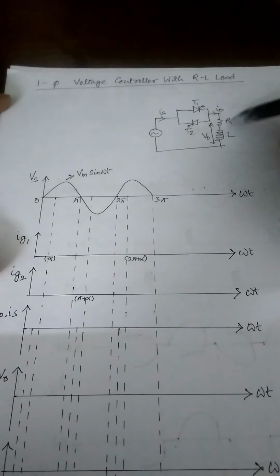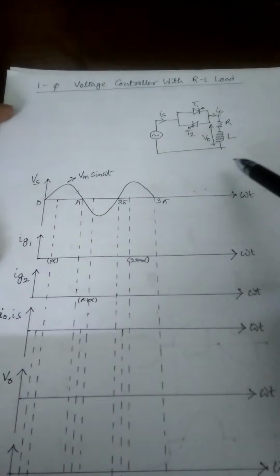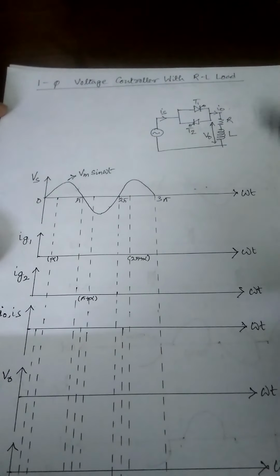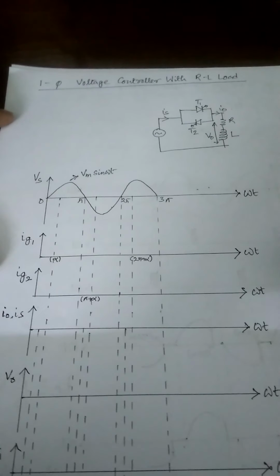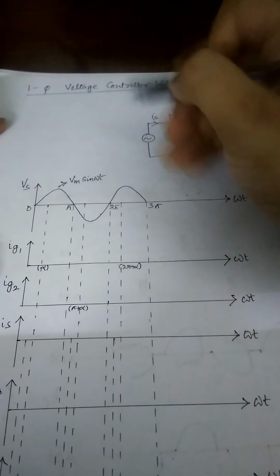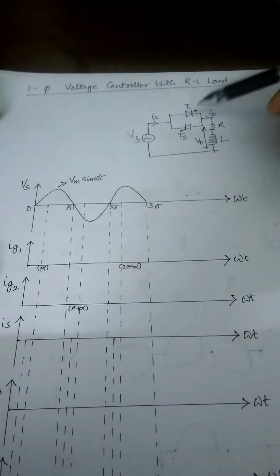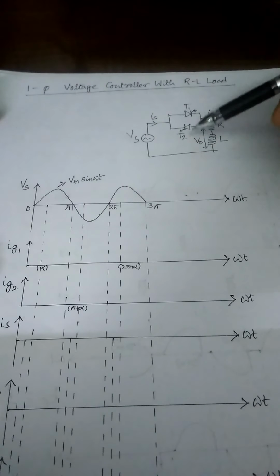When we consider the resistive load, the voltage and current across the load circuit are both in the same phase, as the load is resistive in nature. Now we are considering the RL load, that means the inductance comes in. This is the circuit. The input voltage Vs is a sinusoidal voltage, applied to two thyristors connected in anti-parallel mode, and there is a resistance and inductance connected here.